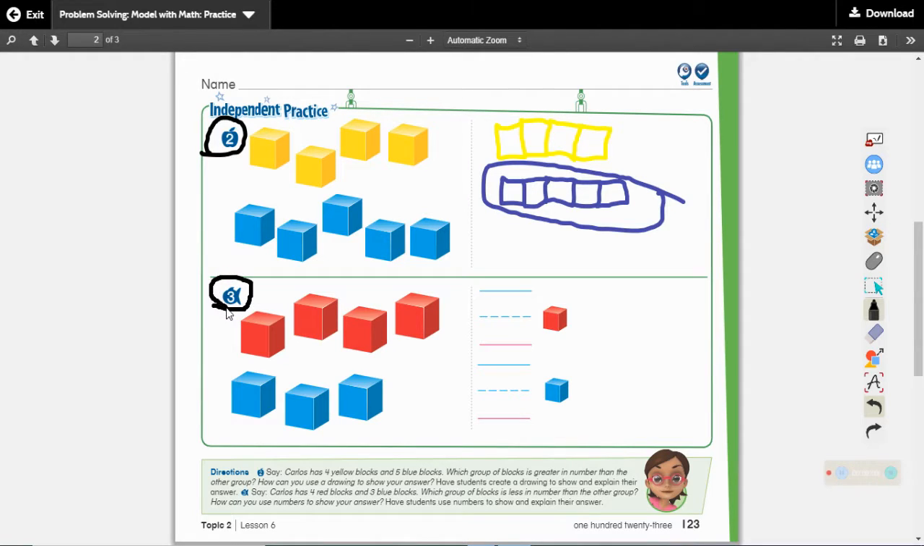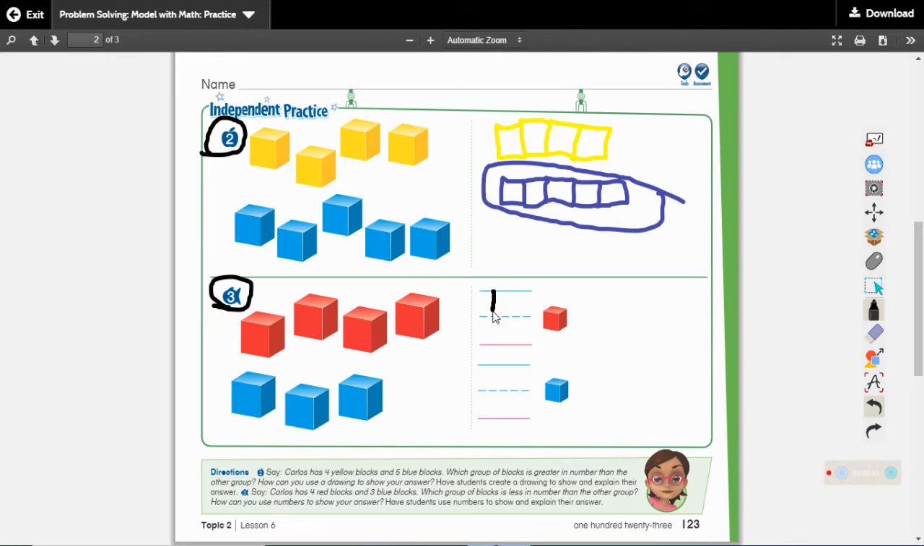Look at number 3 down here. Carlos has 4 red blocks and 3 blue blocks. Which group of blocks is less in number than the other group? How can you use numbers to show your answer? So we're looking for the less than. So how many red blocks do we have? 1, 2, 3, 4 red blocks. So in this space right beside the red, we're going to write the number 4.